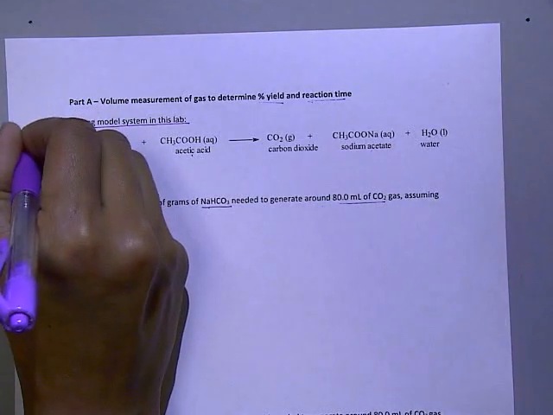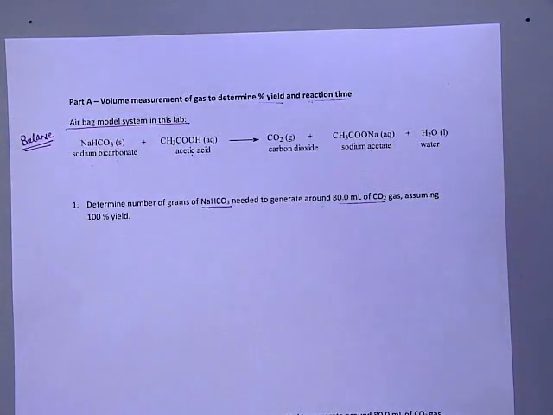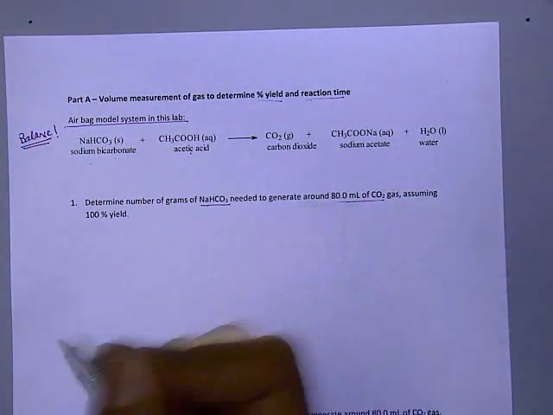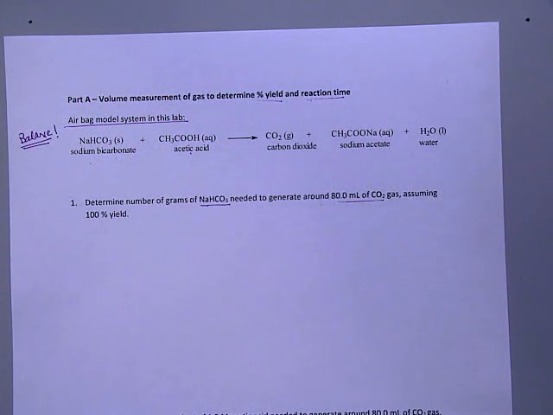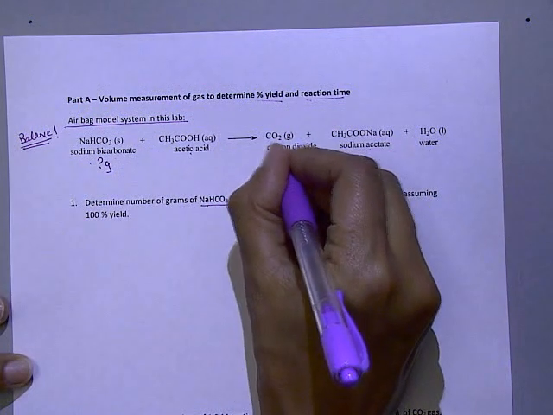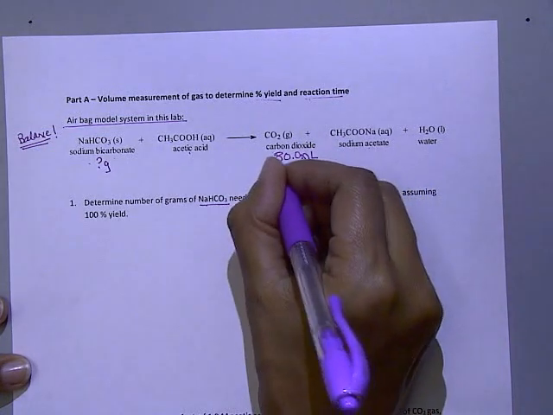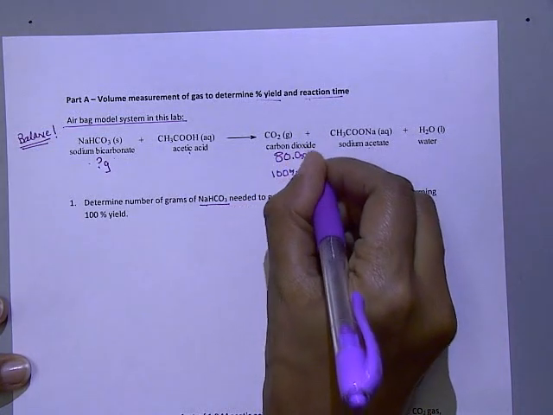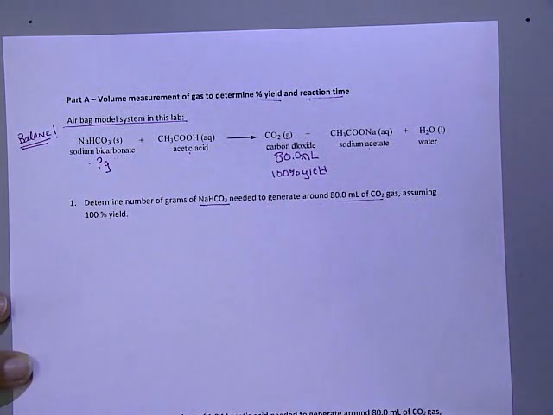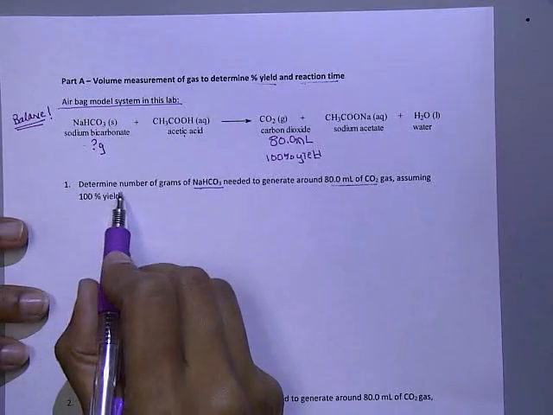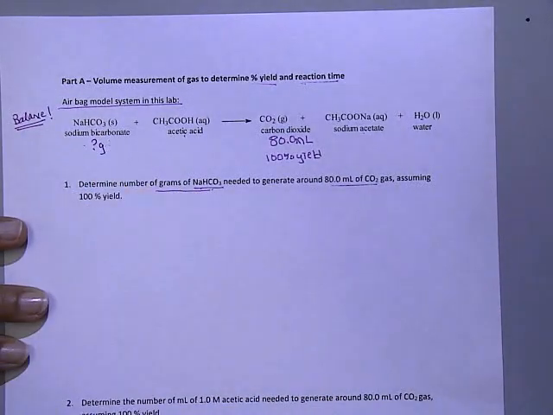Remember, whenever you see a chemical equation, make sure you balance it first. Let's see, okay, this is actually balanced, so we're good. So what do we want to find from step 1 of part A? Well, here we need grams of sodium bicarbonate, and we want enough grams to yield 80 milliliters of carbon dioxide gas. And here I'm telling you your yield is 100%. So all of my reactants are converting 100% to my products. So how do I determine the number of grams of sodium bicarbonate needed to generate this amount of CO2 gas?